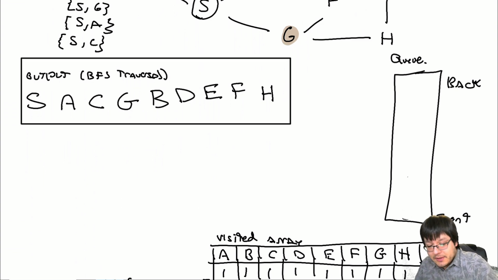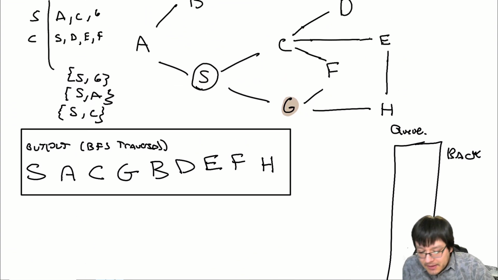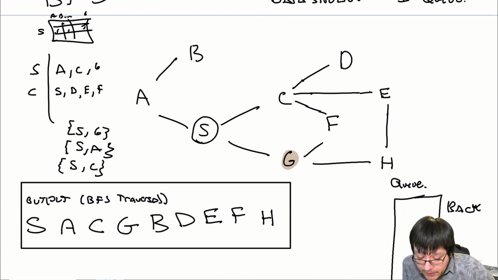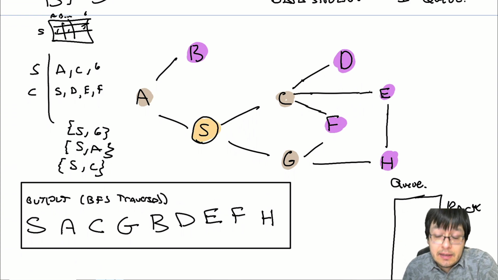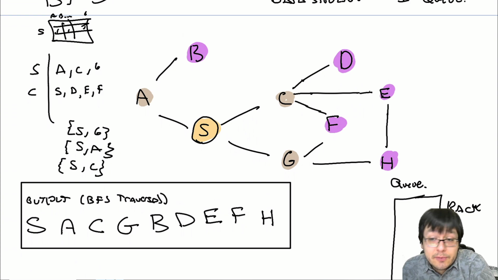Yeah, look at that square. Or rectangle, technically. And is it correct? Well, we got these three first. That's good: A, C, G. And then the rest of them, the order doesn't matter. But we do have B, D in there. We have E. We have F. And we have H. So we did, in fact, successfully apply the breadth first search algorithm.